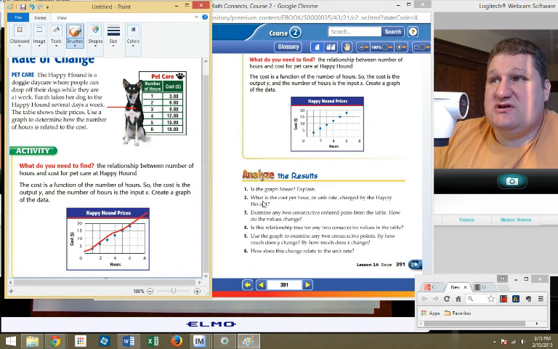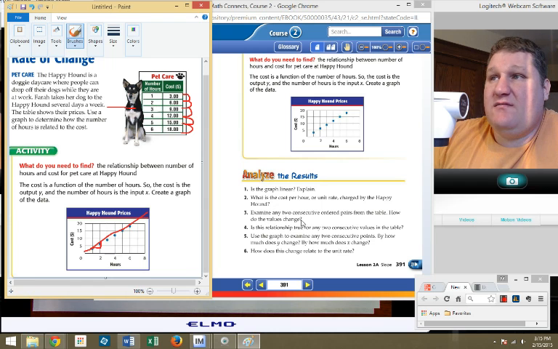So the next question is, what is the cost per hour, or unit rate, charged by the Happy Hound? Well, we talked about if we go over 1 hour, how much does it go up? From the chart, it's kind of hard to see because it's small. But I can determine that it went from 3 to 6, from 6 to 9, from 9 to 12, from 12 to 15, and 15 to 18. It went up by $3 every single time. So we can say that the rate of change is $3 for every single hour.